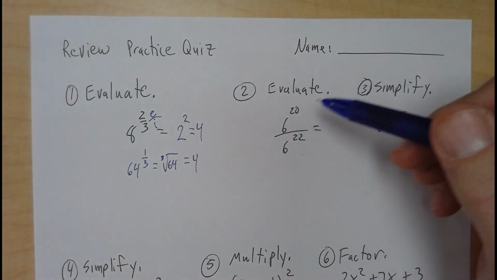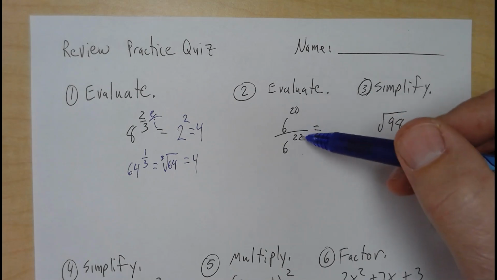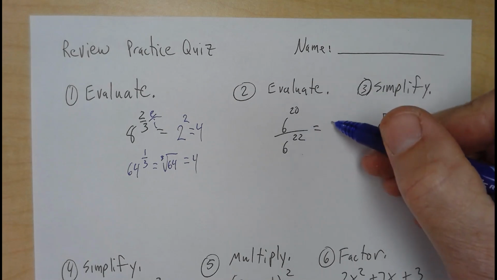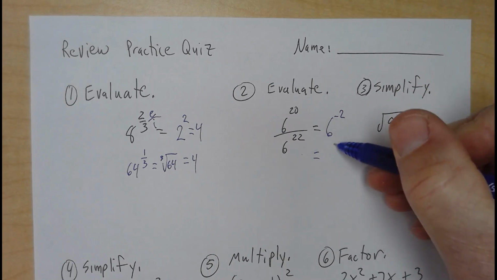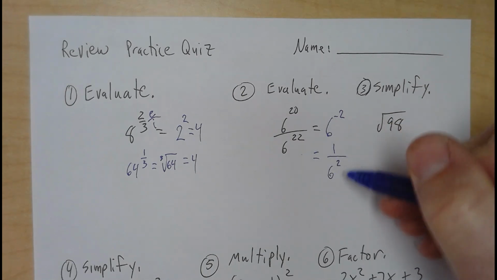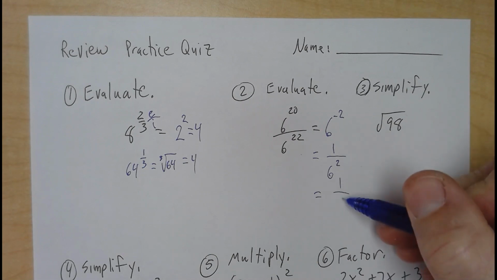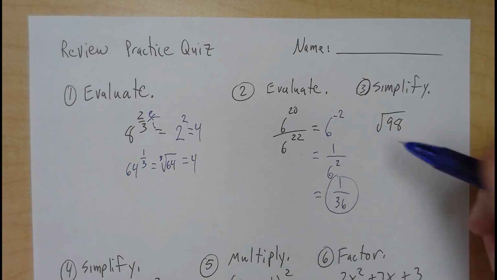When you divide like bases, you subtract the exponents. 20 minus 22 is -2, and that's okay. So we cross the line, change the sign, and we get 6 squared, which is 36, 1/36.